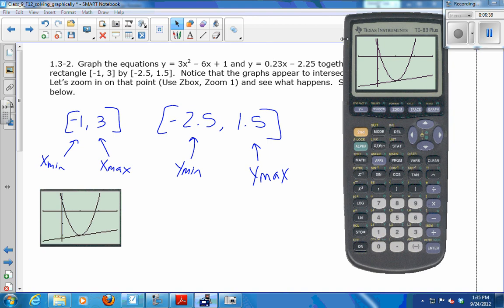Okay, so now what I want you to do is I'm going to use ZoomBox. I showed you how to use it last class, I believe. I'm going to use ZoomBox to put a little rectangle around that spot where it looks like they touch and blow that spot up to be the whole screen.